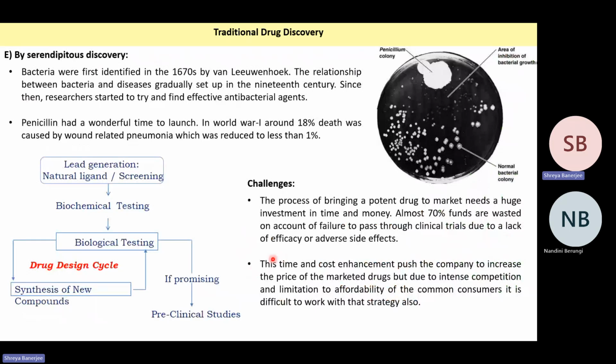And another thing is that the time and cost enhancement to push it through the clinical trial stage leads to an increase in cost of the drugs. But the problem is that there are several drugs in the market now, and because of the increase in cost of the drugs, the common consumers are not able to afford it. So that is also a problem in this drug discovery process, that when so much time and money is needed, the cost of the drug becomes higher than possible for the common man to afford. So that also has to be brought down.